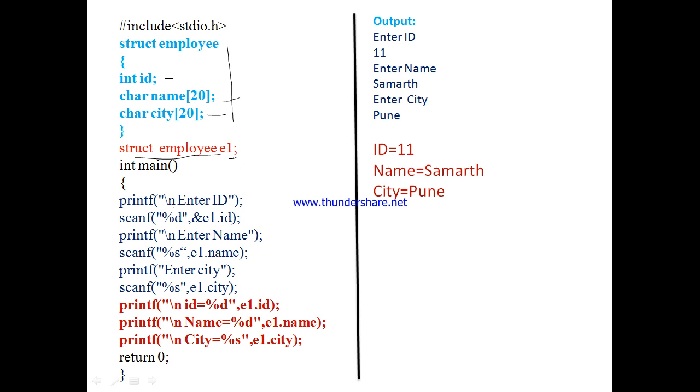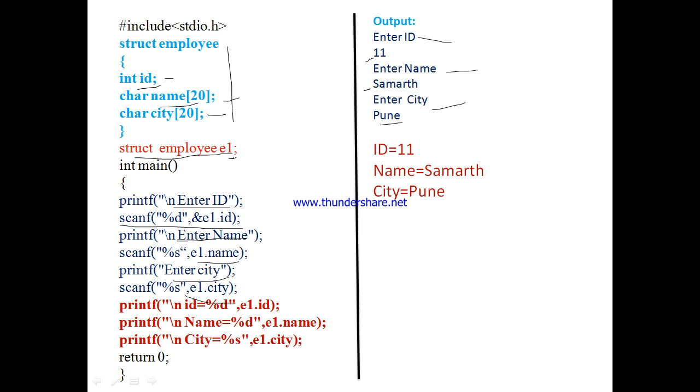Now here printf "enter id", so this statement is displayed. Now the value 11 is entered because of the scanf function, and this 11 is stored in e1.id, that is the first member, id. Now here "enter name" is displayed. Now we enter the string into e1.name. Suppose we enter Samartha, it is stored in e1.name. Now "enter city" is displayed. If you enter the city, the name is stored in e1.city.